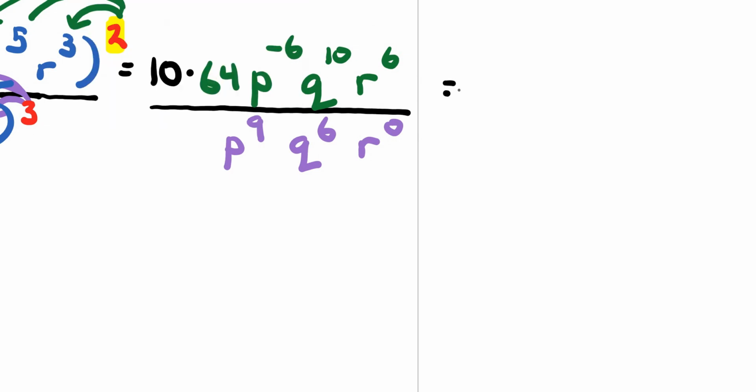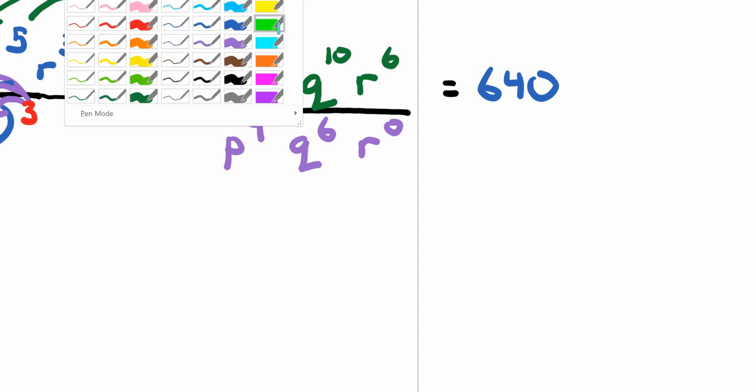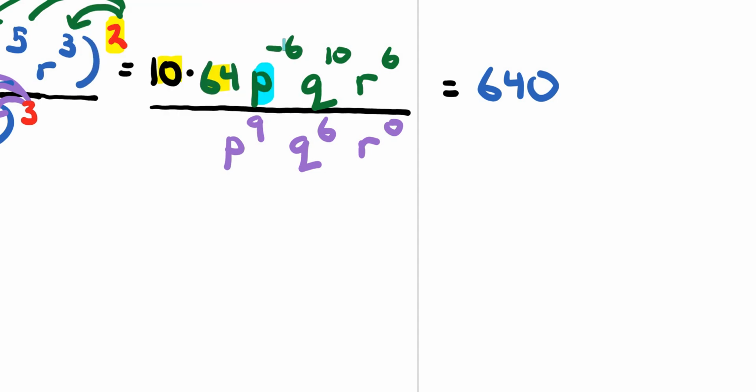All right, so another good question here. So let's go ahead and do this slowly here. So 10 times 64 is going to be 640. Okay, now I have, let me get my blue marker here. I got p to the power negative 6 and p to the power 9.